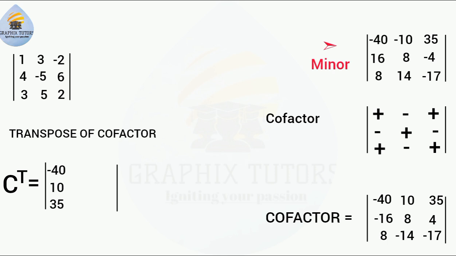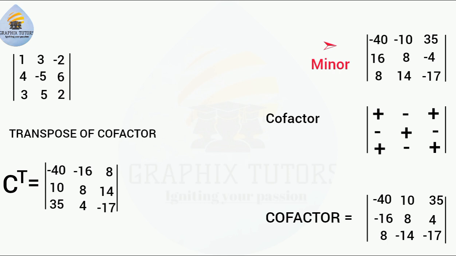So I'll have -16, plus 8, then 4, right? You see that I'm putting them vertical instead of horizontal. Then I'll do the same for the last one. So this is what I'll now have: 8, minus 14 and -17. I've changed the row to become the column. So this is the transpose of the cofactor.